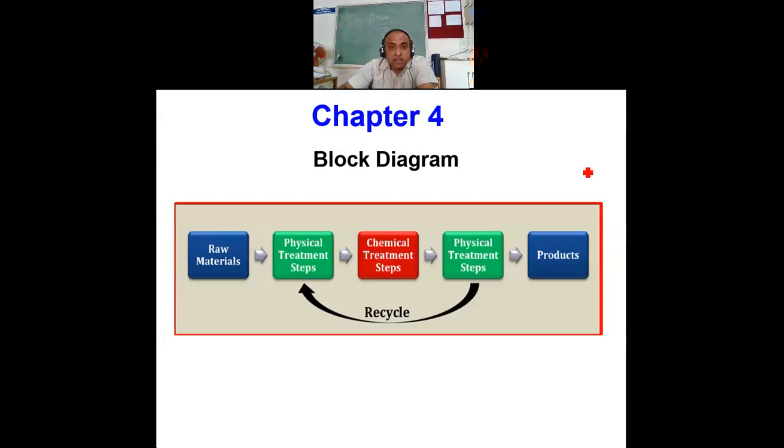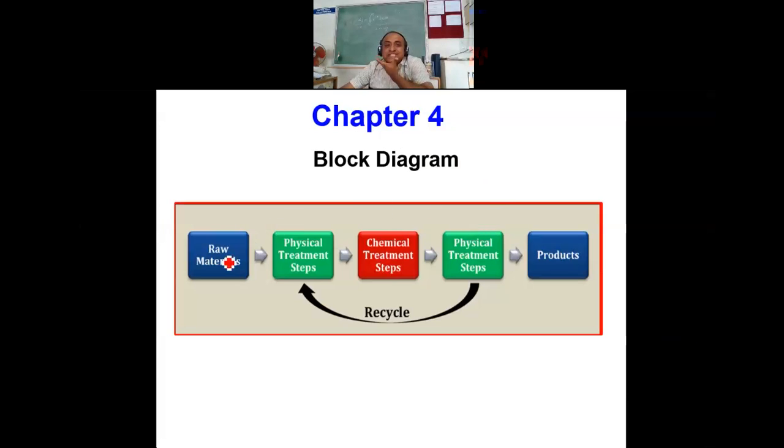So we'll go to the 4th chapter today. What does the title say? Please read the title. It says it's a block diagram.